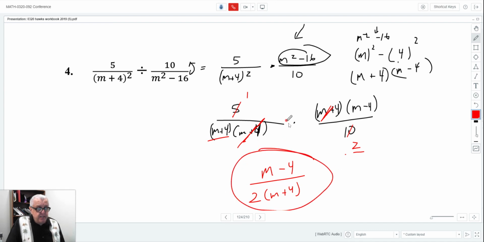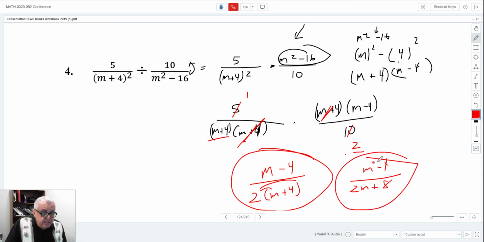And there's my answer. They may, I hope not, but they may make you distribute this like that other problem did, 2m plus 8. So either one of these are correct. Hopefully they don't make you. Normally they leave it in factor form.